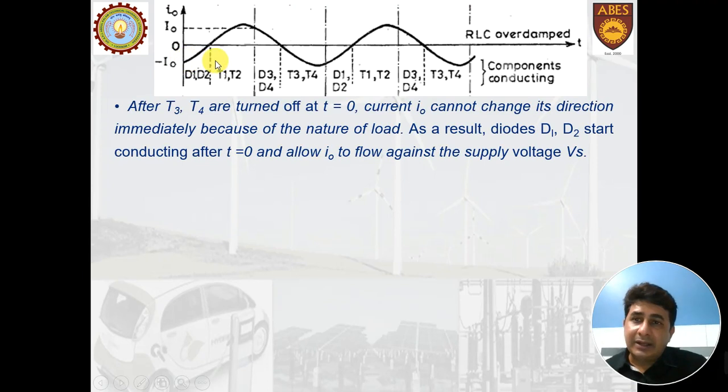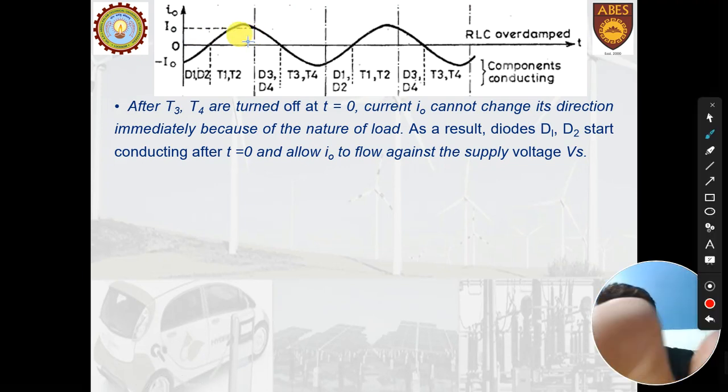Then the current through D1 and D2 is taken up. This is the point where the current through the load becomes zero. In the inverter, in this kind of case, we go for continuous gate firing. So this is the point where T1 and T2 will automatically get fired, because a gate signal is already applied from this point to this point.